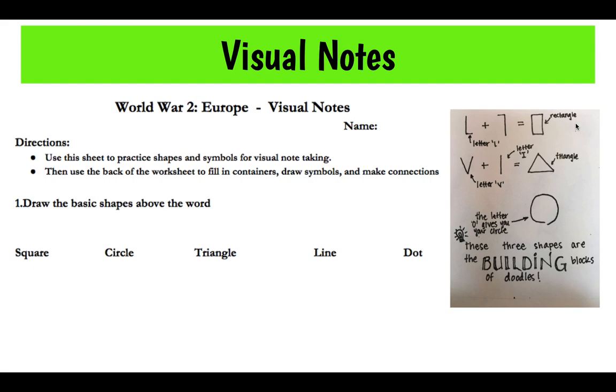So the basic shapes of visual notes are rectangles and squares, triangles and circles. You really want to get used to using those as the core or the base when you're taking visual notes, and then you'll spiral things off of there. You'll see that these three shapes are the building blocks of your doodles. So keep that in mind. Basic shapes: squares, rectangles, triangles, and circles.